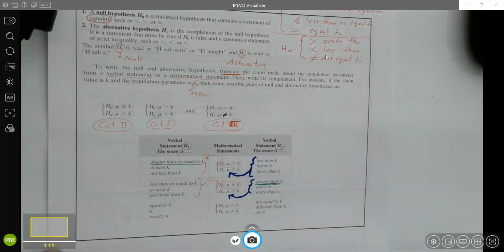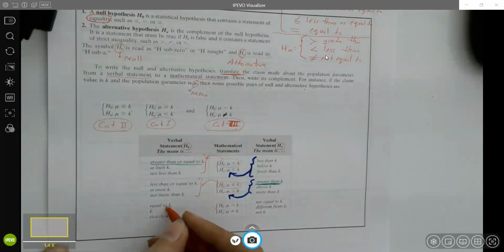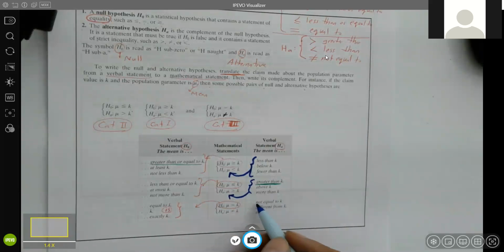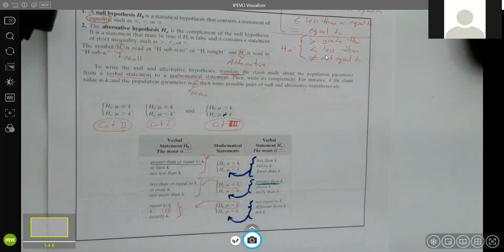And finally, if you have equal to, if the exact value is given, it means that equality is hidden there. Exactly, it means that your null hypothesis is given in the question or the example. If you see the opposite keyword, not equal to, different from, not K, it means that your alternative hypothesis is given to you.